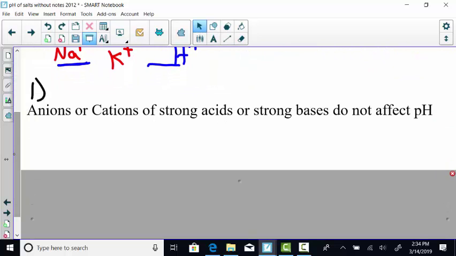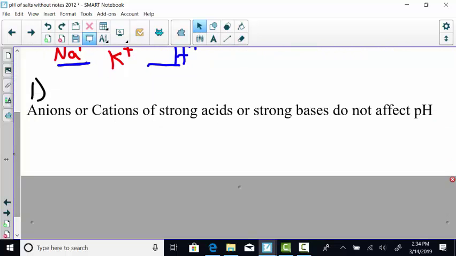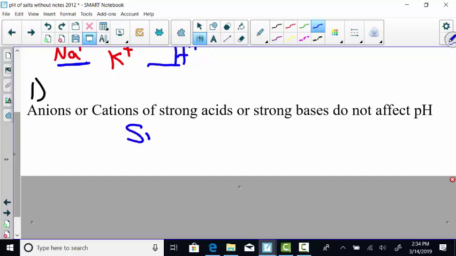So the rule then comes down to this. Okay? And this is rule number 1. Ions, anions, or cations that come from strong acids or strong bases will not affect pH. So, there's our first rule, and then there's a lot of salts that this applies to. Okay? So, if I have the salt SrI2, all you gotta do is break this apart, and you come up with, oh, I have Sr2+ ions, and I have I minus ions.